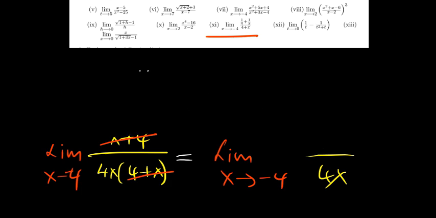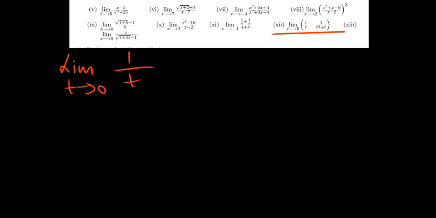So there are a lot of ways, as you've seen from the questions we've attempted, of trying to avoid a zero denominator. There are a lot of ways. Now let's look at question 12. Here we have the limit as t approaches 0 of 1 over t minus 1 over t squared plus t.